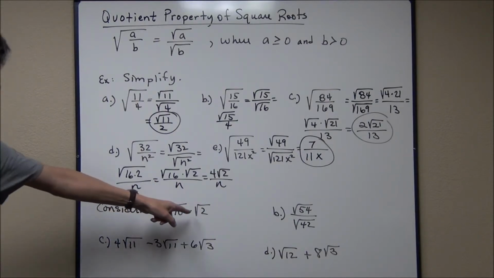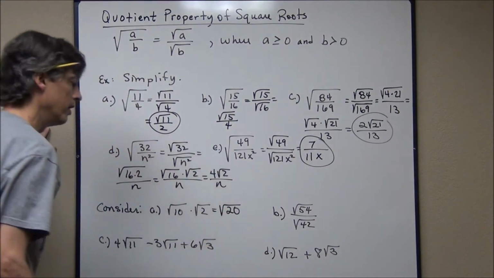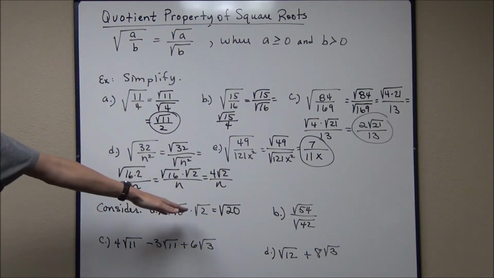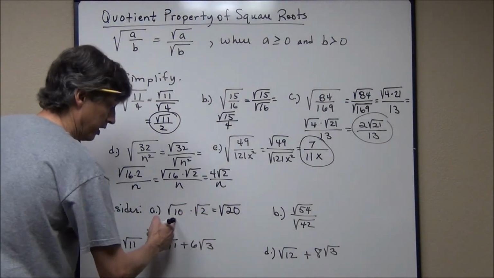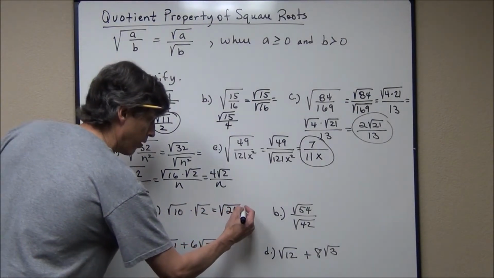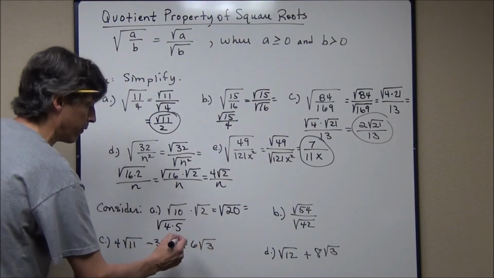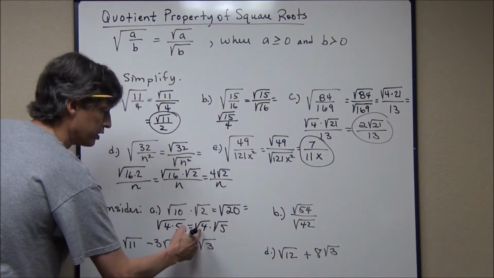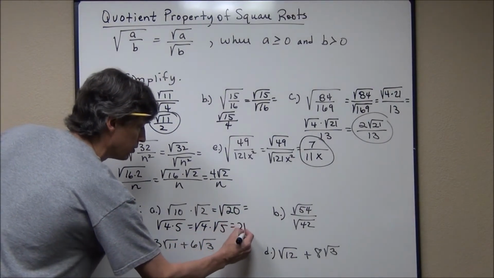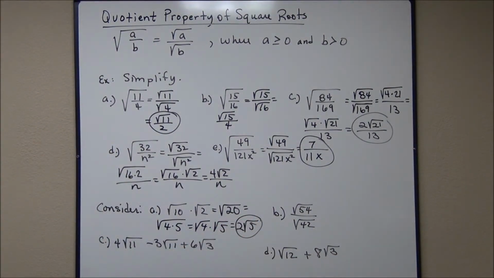The square root of 10 times the square root of 2 is equal to the square root of 20, because I'm using the product property for square roots here, and then I can break this apart. Because neither one of these simplified, I can break this apart to the square root of 4 times 5, 4 being a perfect square. This is the square root of 4 times the square root of 5, and the square root of 4, of course, is 2, so this is 2 times the square root of 5. See the extra steps I had to do to simplify that one.